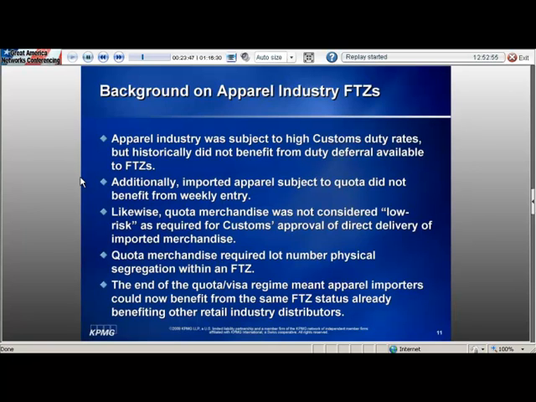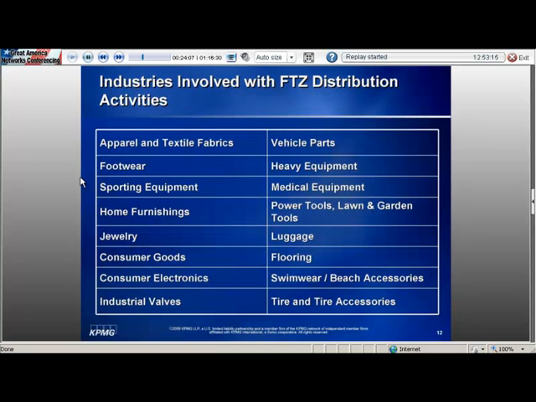But the other aspect is that you also could not use quota merchandise for weekly entries. That, together with previously, in a lot number environment when you weren't using FIFO, the quota merchandise had to be segregated. So those things added an additional burden for companies that were importing textile and apparel products into foreign trade zones. So they really weren't able to avail themselves of those benefits until recently when quota went away.